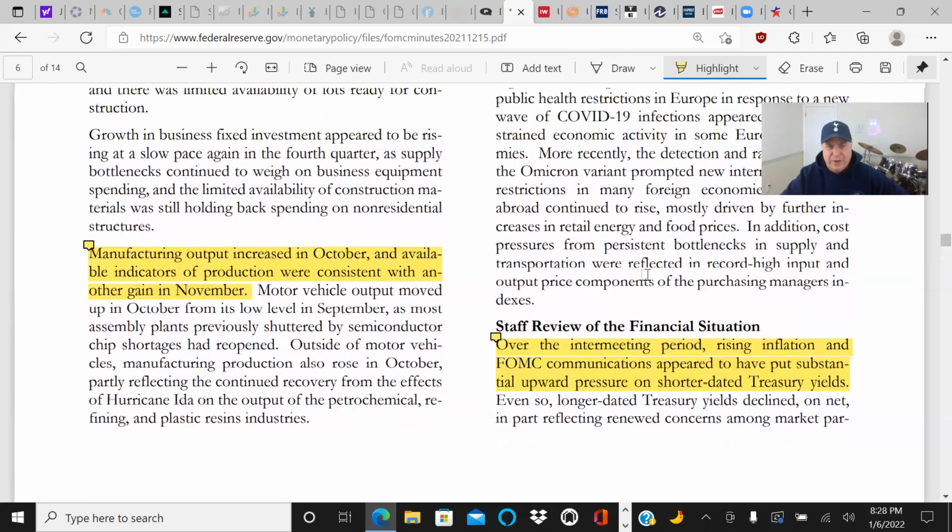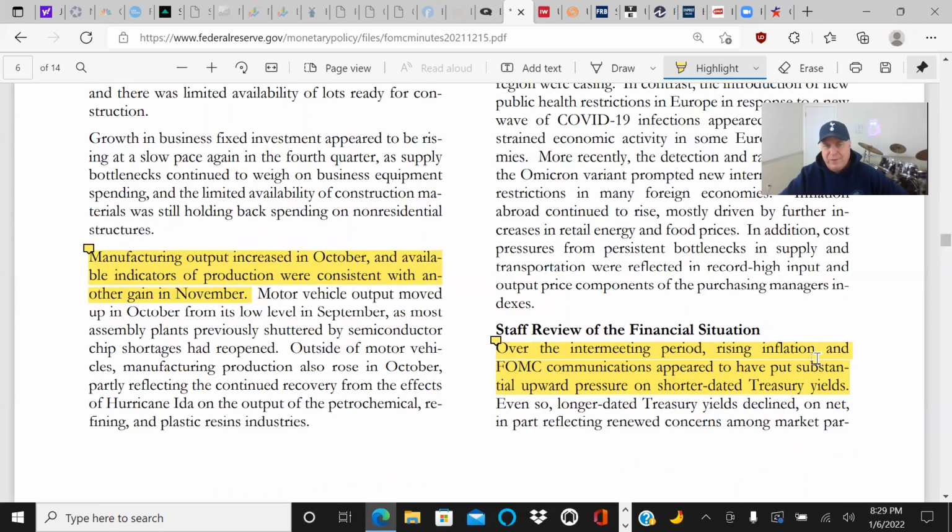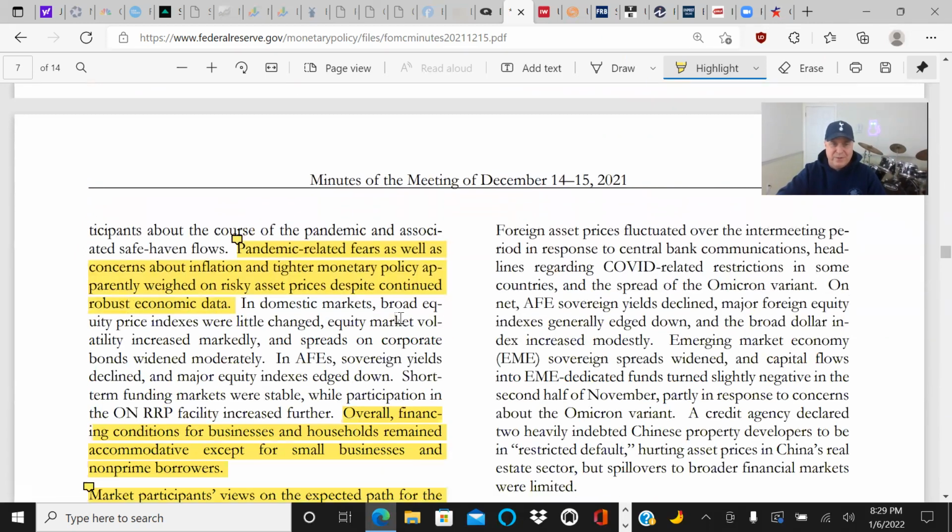Staff review of the financial situation. Over the intermeeting period, rising inflation and FOMC communication appeared to have put substantial upward pressure on shorter-dated treasury yields. Again, with the yield curve inversion, they're saying that inflation is meaning that they're not interested in those long-term treasuries, just the short ones. And we're going to pump out a lot of them, and we're going to force the interest rates up in order for you to buy them because there are going to be so many out there.